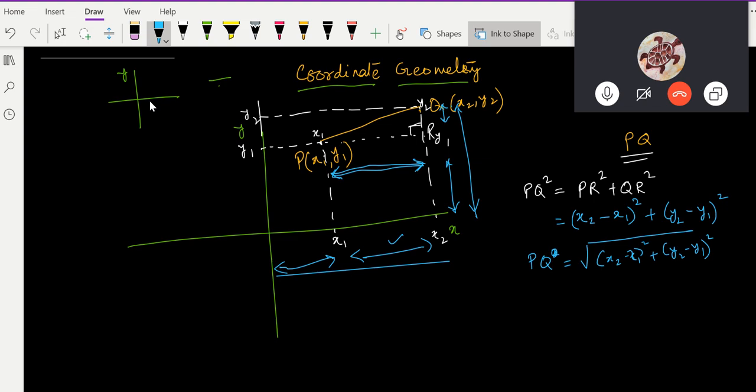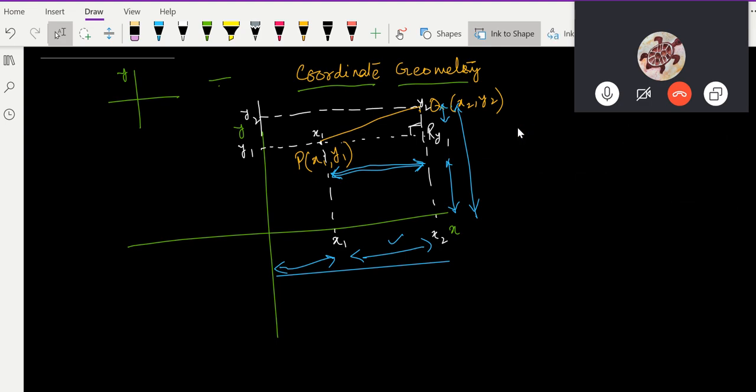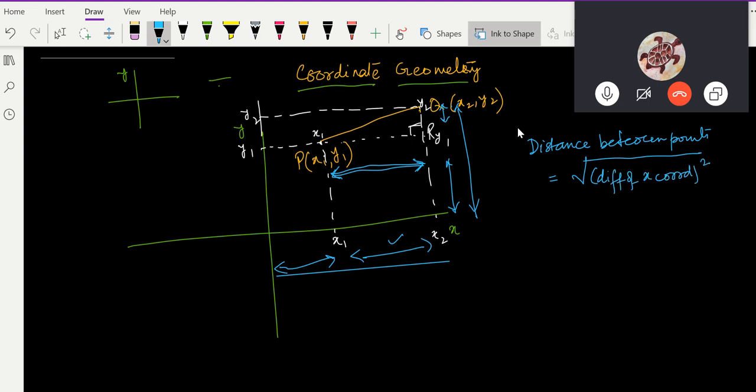So that means in general, if I am given 2 points on the coordinate axis, P and Q or A and B or whatever, and I'm asked to find the distance between the points, then this is nothing but square root of the difference of x coordinates whole square plus difference of y coordinates whole square.